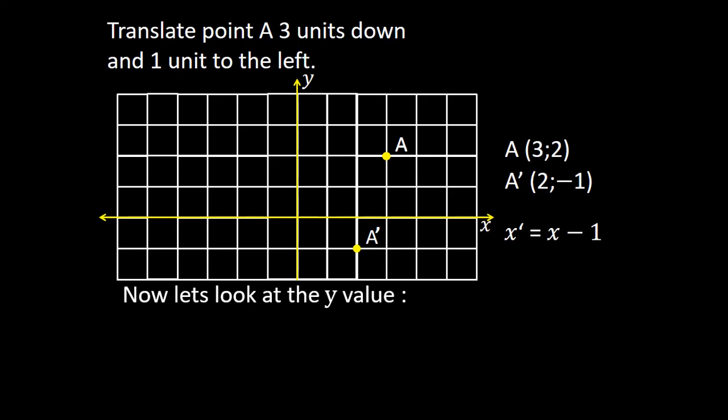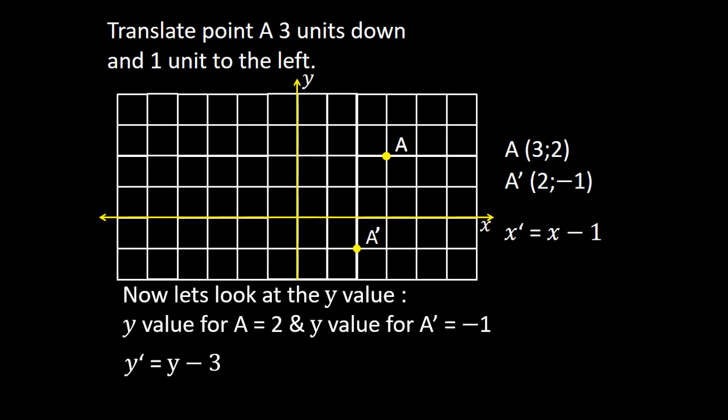What's happening with our y value? Well, at point A our y value is 2, and at point A prime our y value is negative 1. And can you see it's getting less by 3, or we subtract 3? So our y prime equals y minus 3. In other words, the y value of A prime is equal to the y value of A minus 3. Let's put that over to the side.